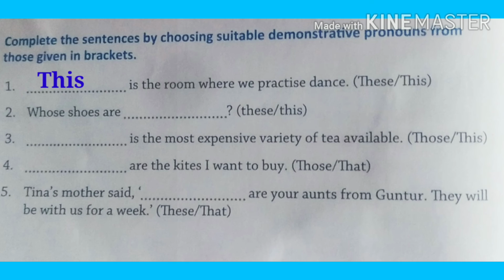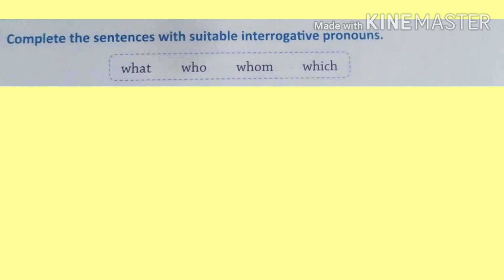Sentence number 2 is whose shoes are dash, these or this? Yes, the answer is these. Here also rest of the 3 sentences you will do it yourselves and comment me the answers in the comment section. So now let's move on to the last exercise.